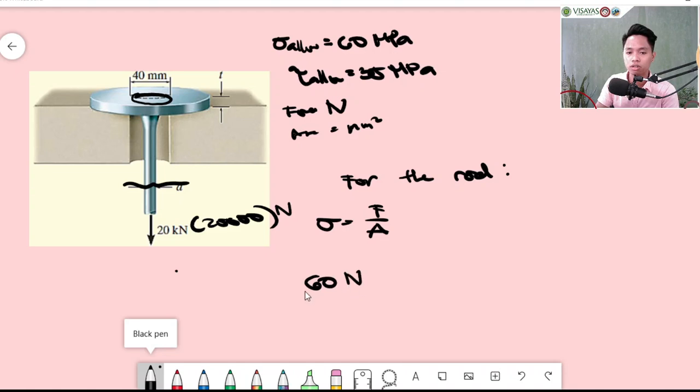60 Newton per mm squared. Diba? That's 60 MPa. Now, the problem here sa rod is we are going to design your diameter. Now, what is your force? Okay, what is your force? That is 20,000 Newton. What is your area?